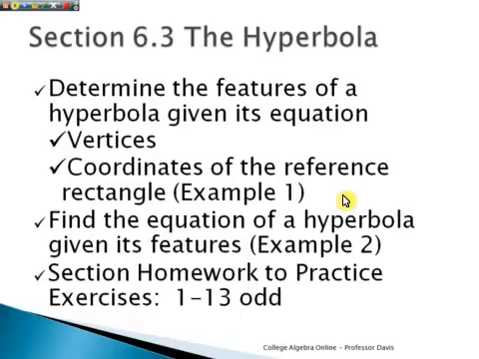So that is your topics checklist for the conic sections in Module 11.